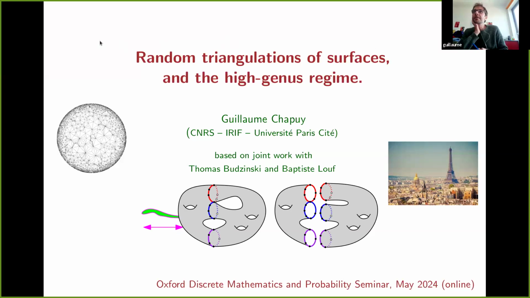So I'm going to talk about random triangulations of surfaces, and especially at the end, I will say a word about the high-genus regime, which is kind of the pretext to talk about this, and it's based on new results with Thomas Budzinski and Baptiste Louf, who are both in France. But before talking about the high-genus regime, I will talk a little bit about random triangulations of surfaces in other regimes.